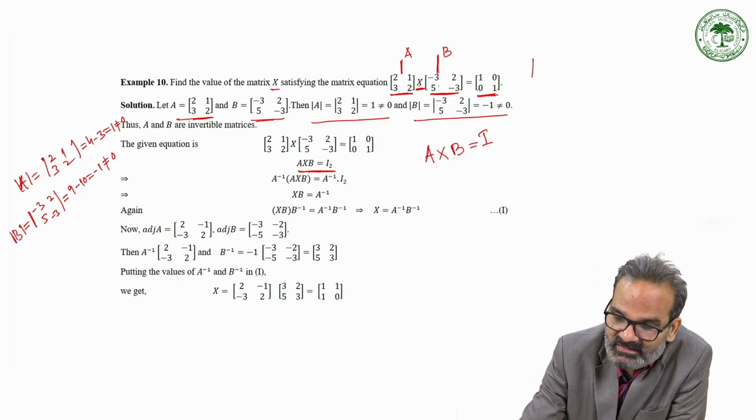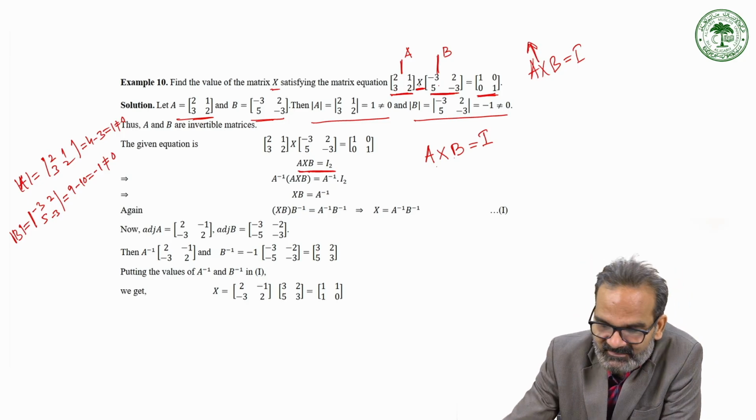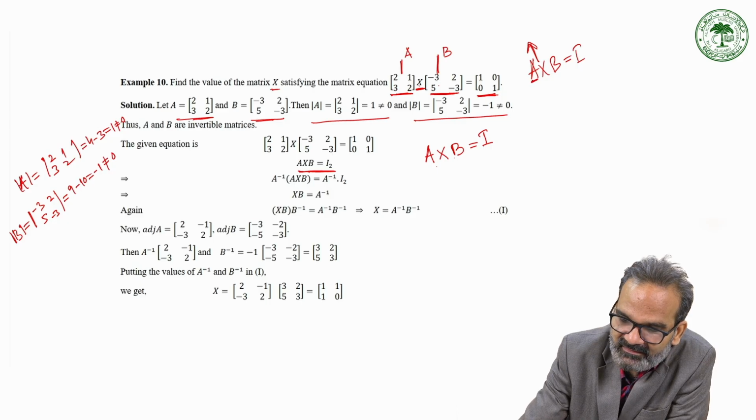Here we want to calculate AXB is equal to I. We want to calculate the matrix X, right? This matrix. So how will we calculate X? If we remove A from here and B from here, we will get the value of X. Clear? Are you getting what I want to say?